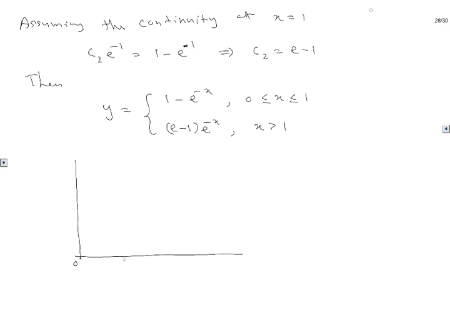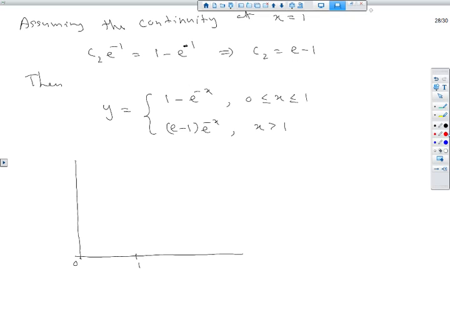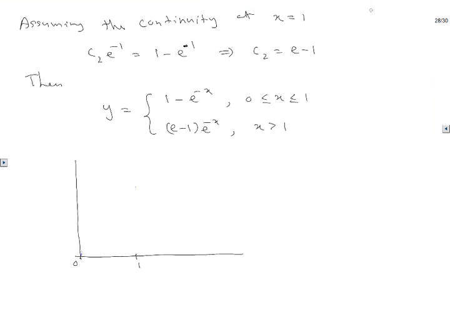It's going to start with 0, and this is 1. So it's going to increase from 0, going like that, and then after 1 it's going to decay like that. Okay, so that's what happened. So this is the y.